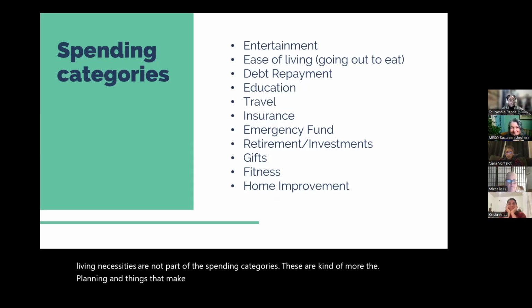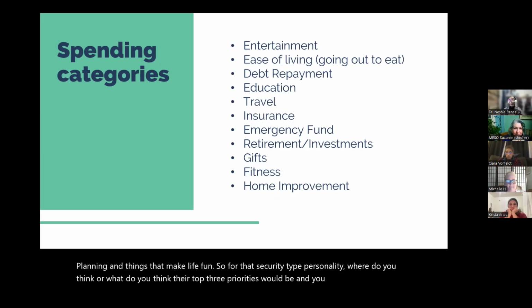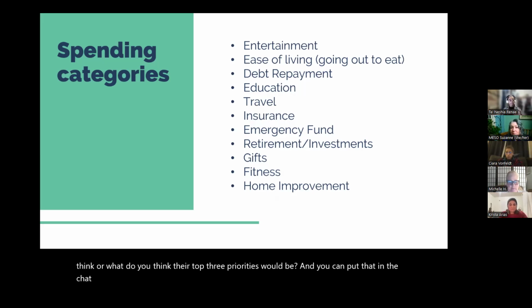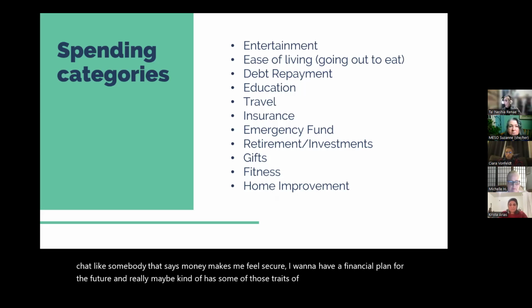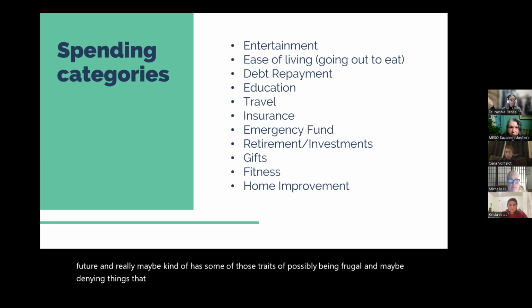So, for that security type personality, what do you think their top three priorities would be? And you can put that in the chat. Like somebody that says, money makes me feel secure. I want to have a financial plan for the future, and maybe has some of those traits of possibly being frugal and maybe denying things that they want while planning for later.